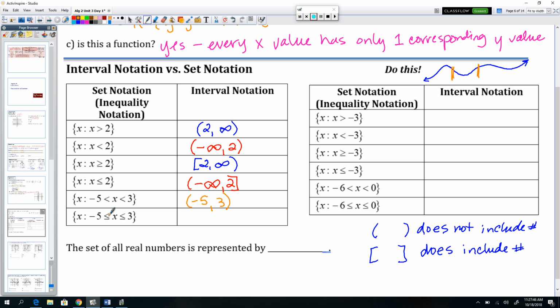Similarly, if you are up to and including, same thing. We start at -5 and we include the -5 all the way up to the 3, including the 3.